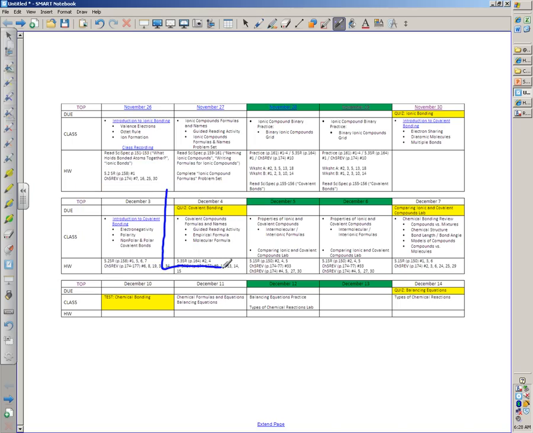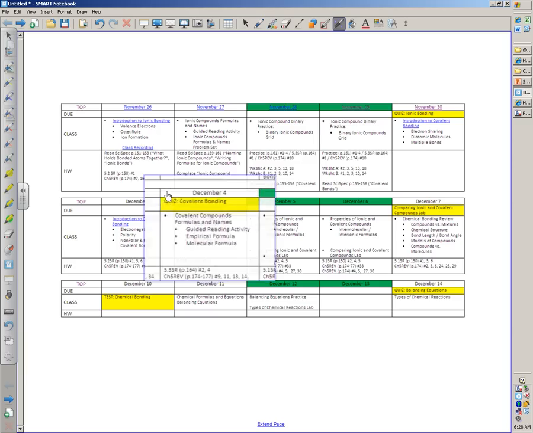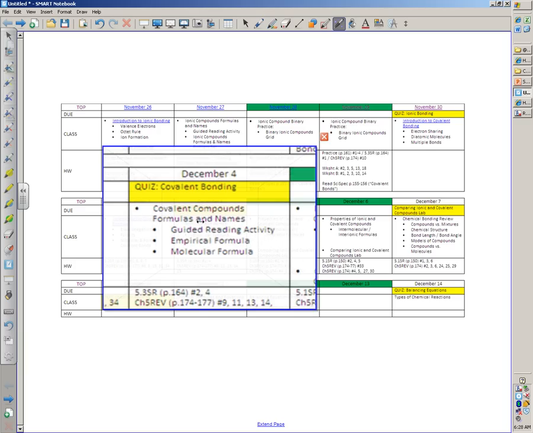On Tuesday, I have covalent compound formulas and names. Names and formulas for covalent bonds are a little bit simpler than ionic bonds, basically because the formula is going to be given to you pretty much every time anyway, and we'll talk about that as we go along. And then we'll talk about the names. The names are a little bit more complex than ionic bonds, but still pretty okay.